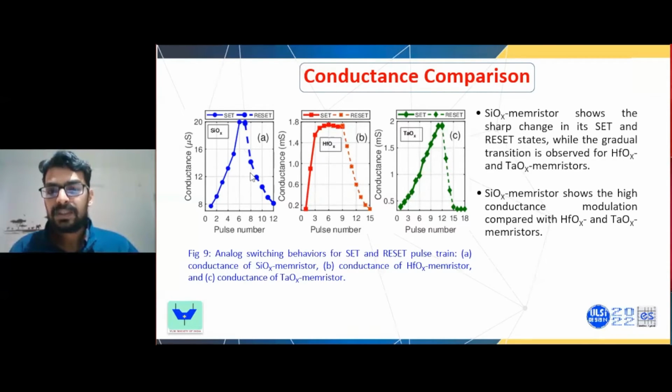This is due to the generation of oxygen vacancies and self-heating. Self-heating results in a larger depletion gap, which makes the sharp change in the conductance of the silicon oxide memristor. And this modulation in the case of the silicon oxide memristor is very high as compared to the others. So this can be used as a multi-bit element.